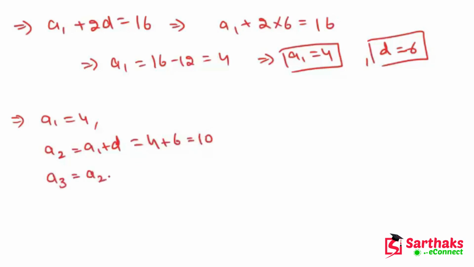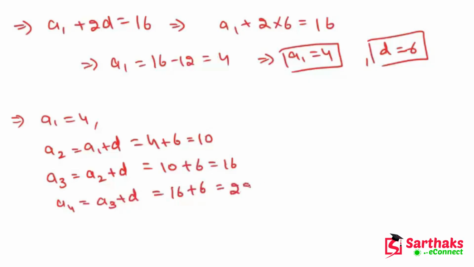Now A3 is A2 plus D, which is equal to 10 plus 6. This is 16. And A4 is equal to A3 plus D, which is equal to 16 plus 6. So this will give 22. So we have the AP, and so on we can do it. So the AP is 4, 10, 16, 22 and so on.